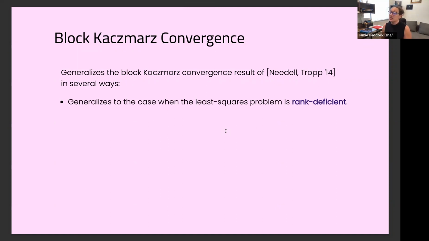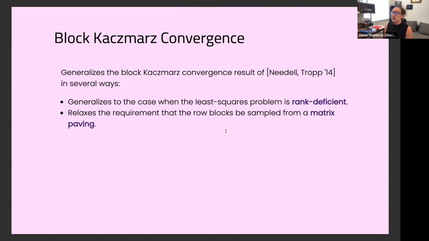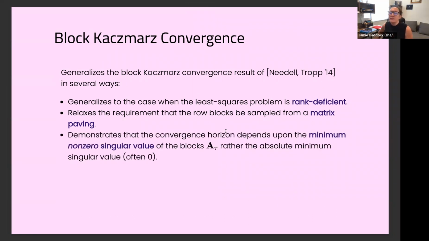So the first thing is that we generalize to the case when the least squares problem is rank deficient. We relax the requirement that the row samples be sampled from a matrix paving, which is very restrictive and requires a strict partitioning. And we demonstrate that the convergence horizon depends upon the minimum non-zero singular value of the blocks A tau, rather than the absolute minimum singular value. And this is really important in a lot of applications, but definitely for the average consensus application, because the matrix in question, the incidence matrix, is not full rank, and so has minimum singular value zero. So without this generalized result, if we were to apply the known bounds, they would have been meaningless. They wouldn't have given us any bound at all.